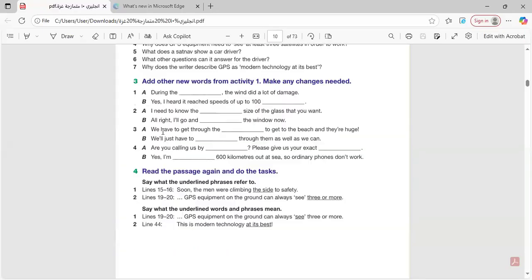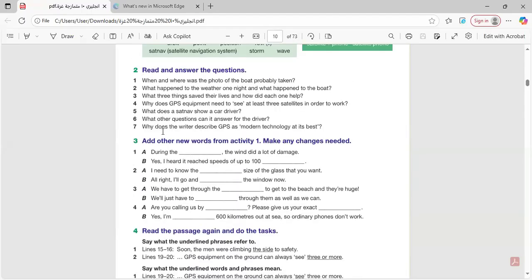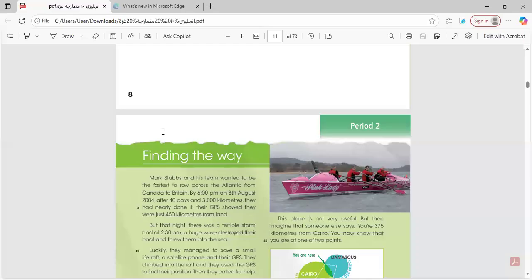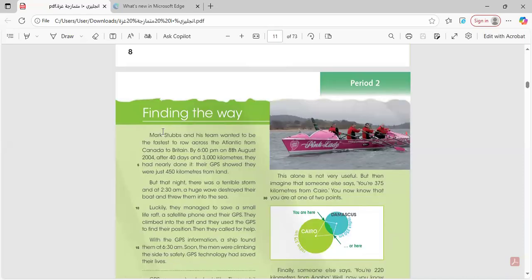So let's go for the question here and answer based on the information we have in the passage, okay? When and where was the photo of the boat probably taken? When and where? What do you think, guys? It's in the Atlantic, right? They were just 450 kilometers from land, so they are in the middle of the Atlantic.